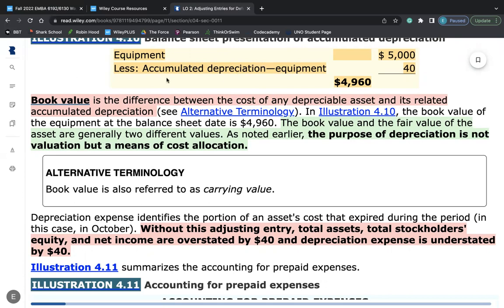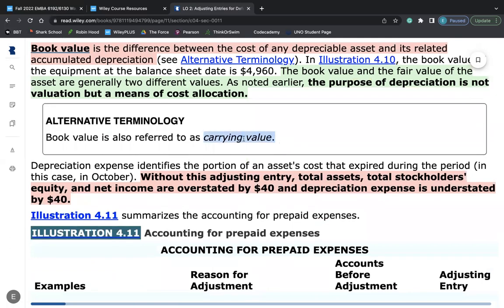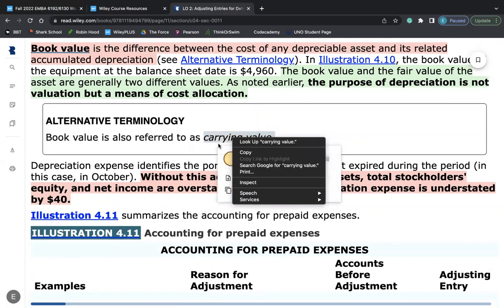The book value and the fair value of the asset are generally two different values. As noted earlier, the purpose of depreciation is not valuation, but a means of allocation. Alternative terminology, book value is also known as carrying value. I think that's like a regional thing.